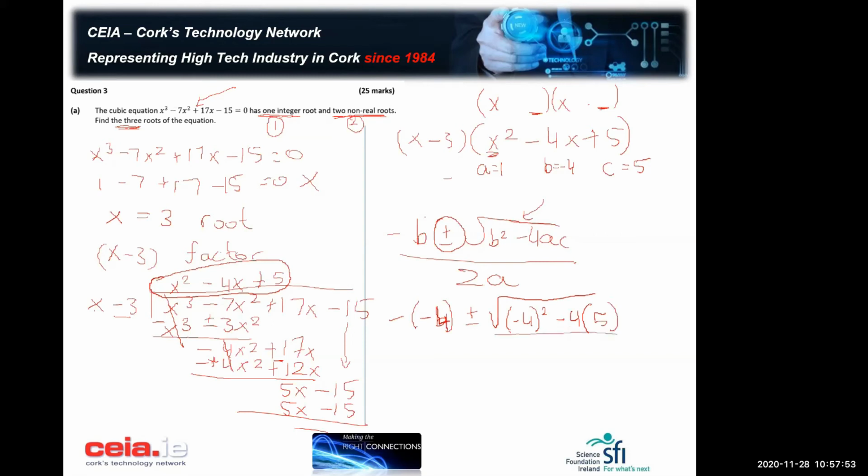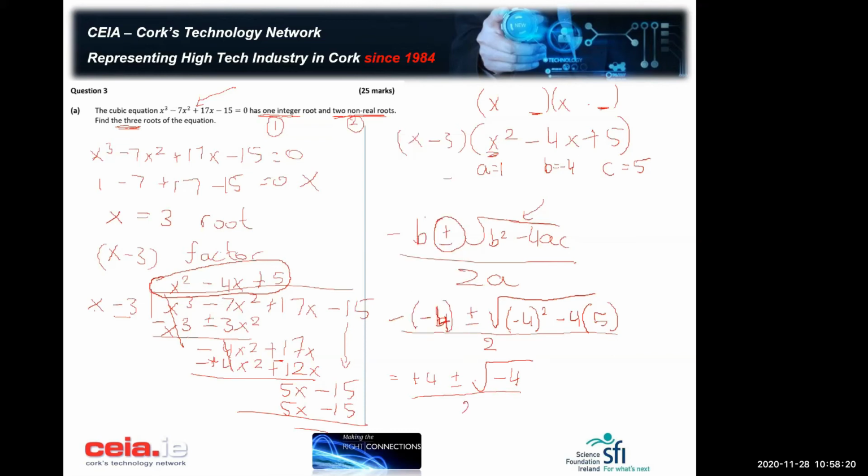And it's all over 2a, which is 2. So this is going to give us 4 plus or minus the square root of minus 4 squared, which is 16, minus 20. So it's going to give me the square root of minus 4. As I said to you previously, if you get a minus in there, you know you have a complex number, and it's all over 2.